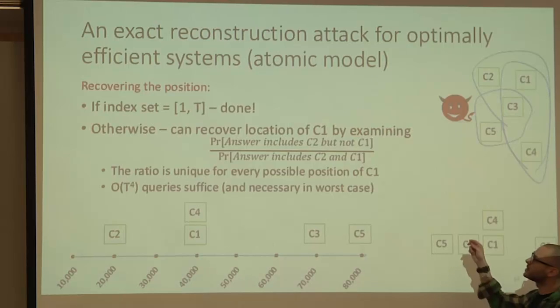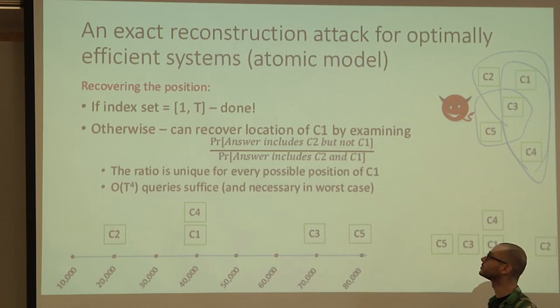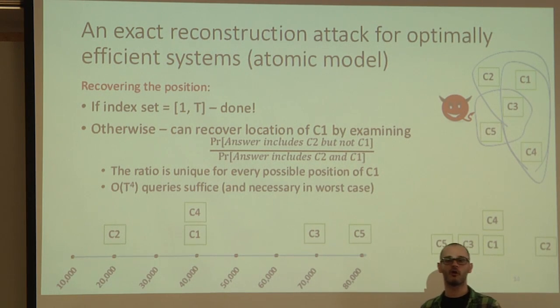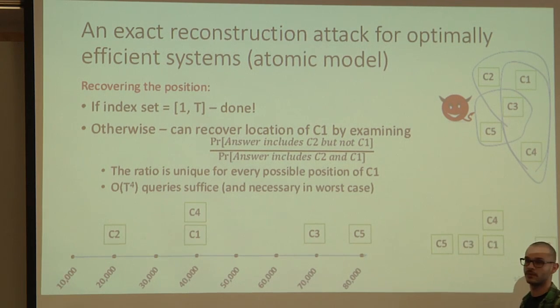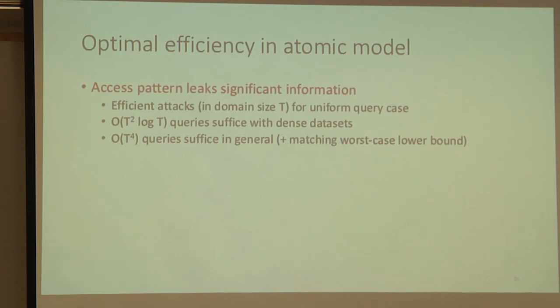In order for this ratio to be accurate enough, and assuming a uniform distribution of the queries, it suffices to have t to the power of 4 queries in order to find the exact positions. And we can also show that this is the worst case. So as we've seen, the access pattern leaks a lot of information, and we can design attacks that are efficient and reconstruct all the information exactly.